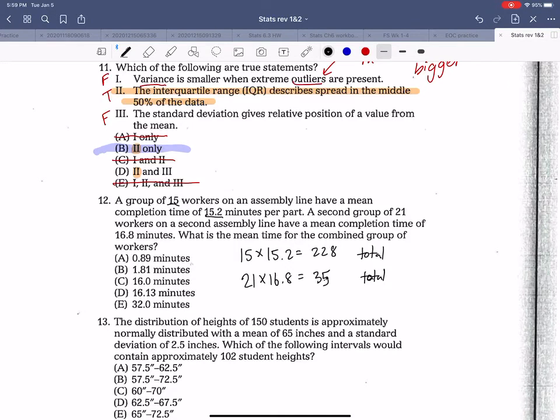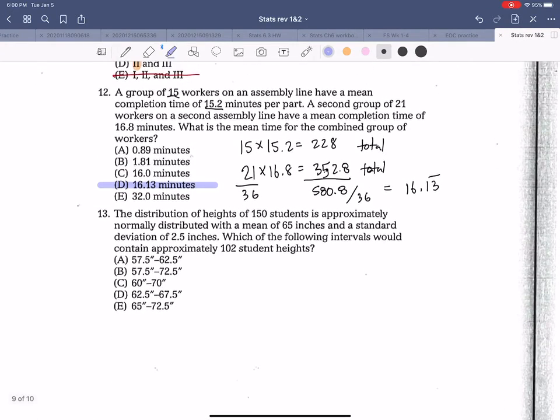Pencil's starting to wear out here, sorry. I'm going to add that up to figure out my total time. So a total of 36 people went for a total time of that. So I can divide that total by 36 and I get 16.13 repeating. So that gives me D, 16.13 repeating.